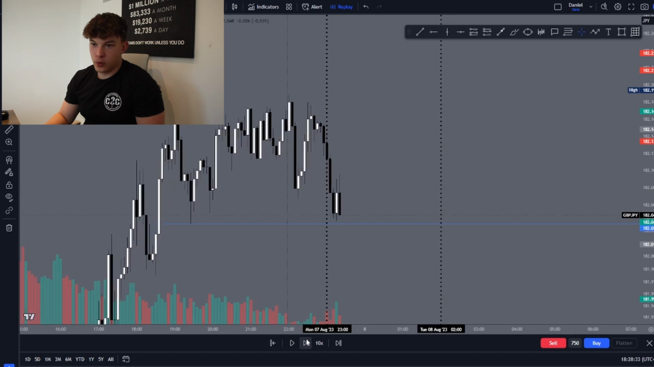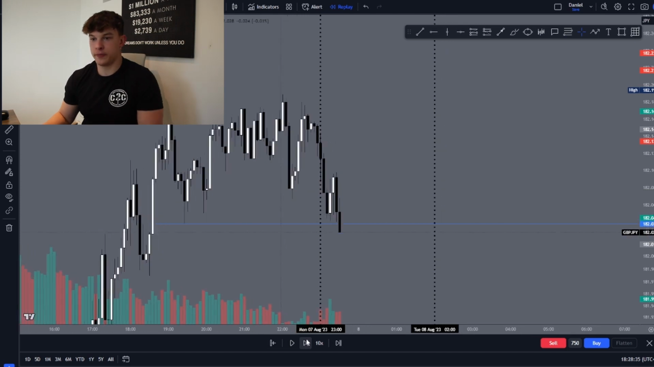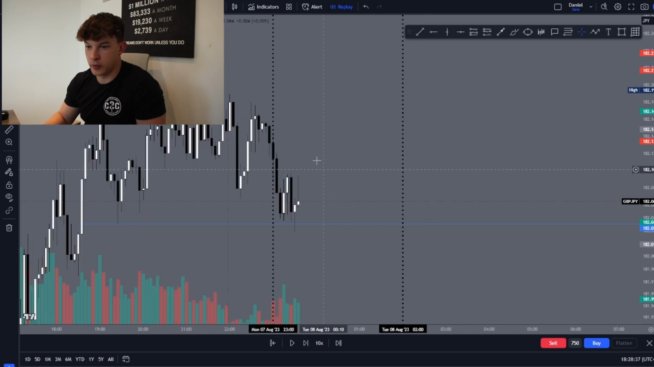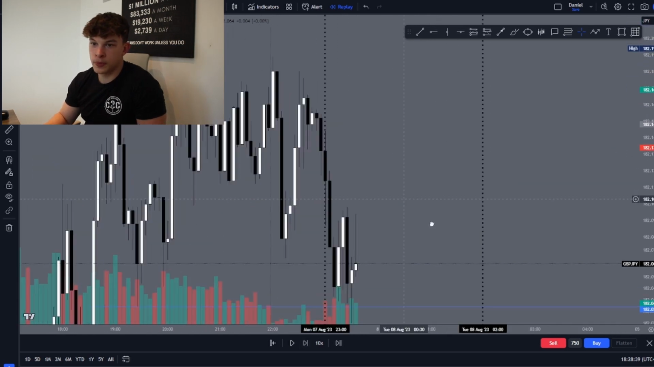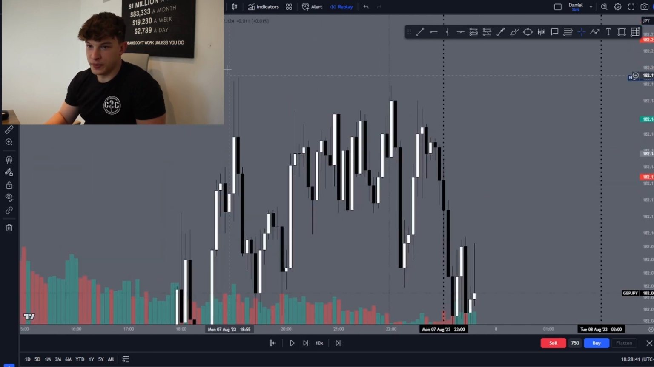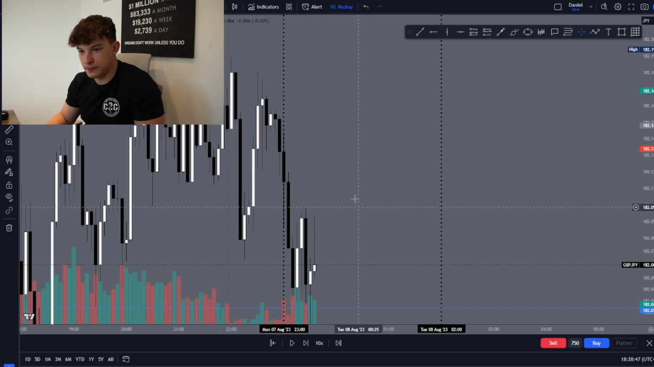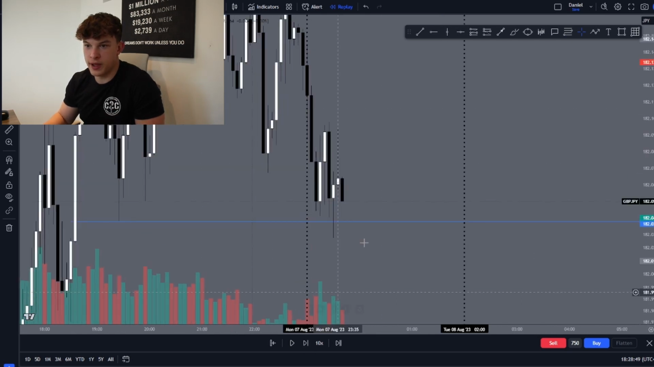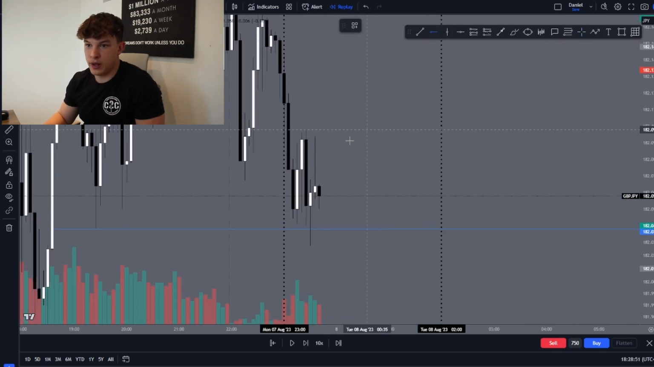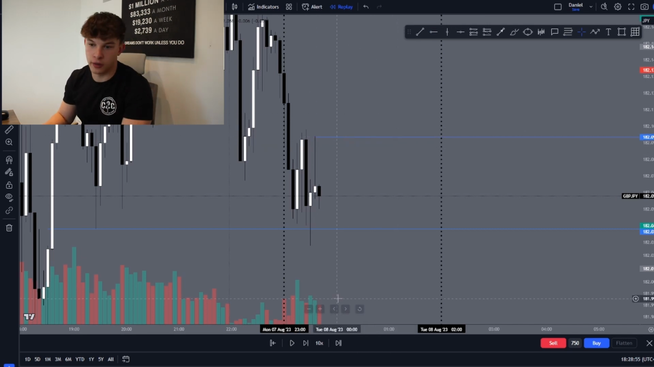So coming down, almost swept, and there we go, swept liquidity. So now I'm looking for a break of structure to go long, targeting these highs up here and probably putting a take profit somewhere in between. So we have current highs here. So when we break and close above this, I'll enter long.